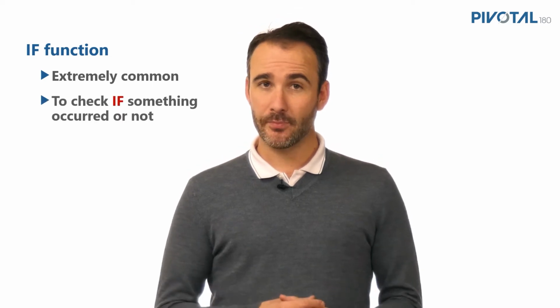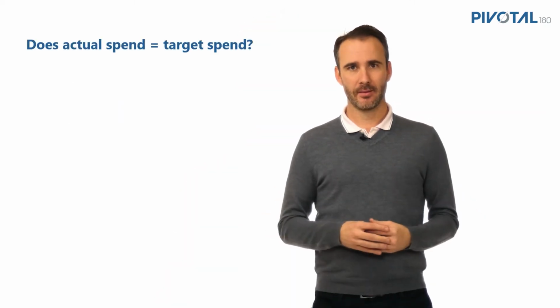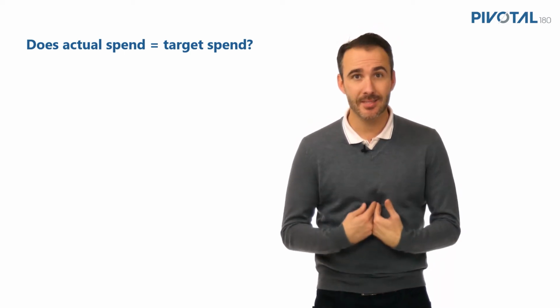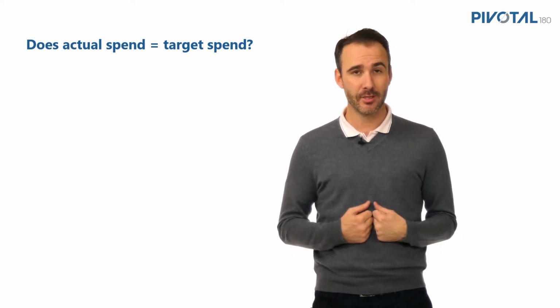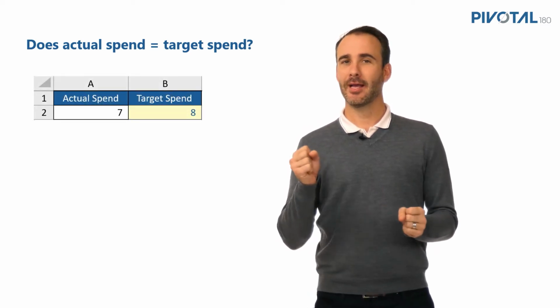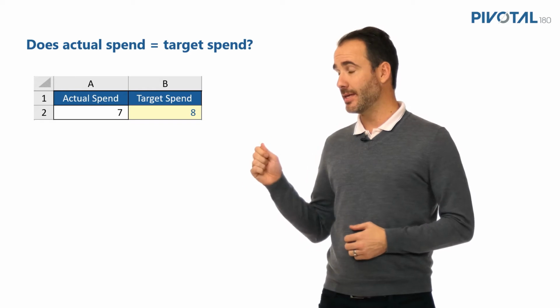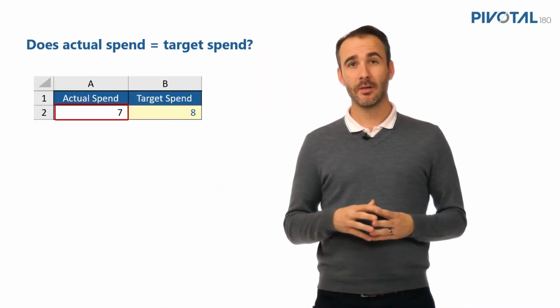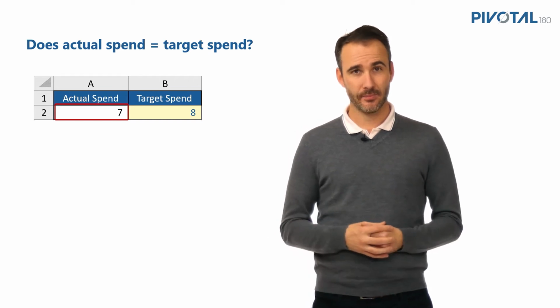As an example, you may wish to check if we spent the exact amount over a year that we targeted to spend. You can imagine that isn't an uncommon question to ask, and I ask myself this every week with my own budget. So in this example, we have a target spend of $8 million in the year in cell B2. However, we spent $7 million, shown in cell A2, much less than we targeted.